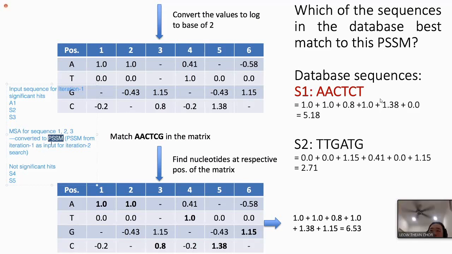And then after iteration 2, you again obtain good match sequences, and again a multiple sequence alignment will be constructed and converted to a PSSM, and then the newly constructed PSSM will be used as input for the subsequent search. Macam tu je. And this continues until the solution converges. Later I will teach you what I mean by the solution converging.